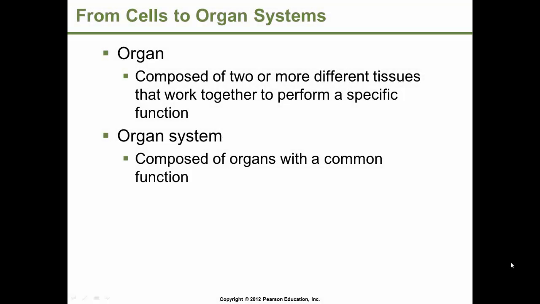We continue in Chapter 4, Body Organization and Homeostasis. In the first part, we use the term tissue, which describes a group of cells that work together to serve a common function. An organ is composed of two or more different tissues that work together to perform a specific function. And an organ system is the term used to describe a composure of organs with a common function. And the human body includes 11 major organ systems. We will briefly review as we will be covering these throughout the semester.